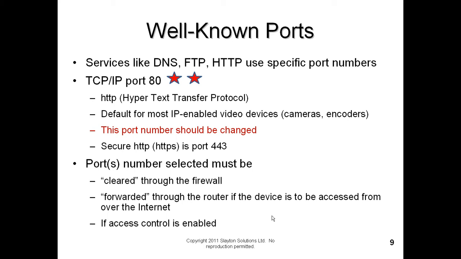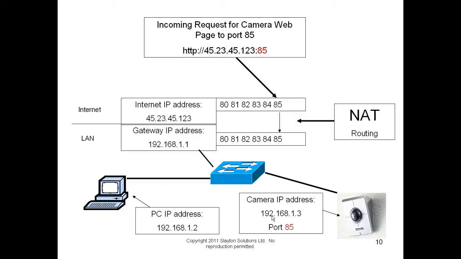When you go to your bank or your online brokerage service and you see HTTPS in the address line of your computer, you're doing secure HTTP, or what's called secure socket layer, where the communication is encrypted. So that's the encrypted port for HTTPS. Now, what we have to do with these port numbers is set them in the device, whatever the device is. We need to clear them through the firewall, and we need to forward them through the router if the device is to be accessed from over the internet, and if we want to allow that remote access through the internet. So here you see an example of how this is done.